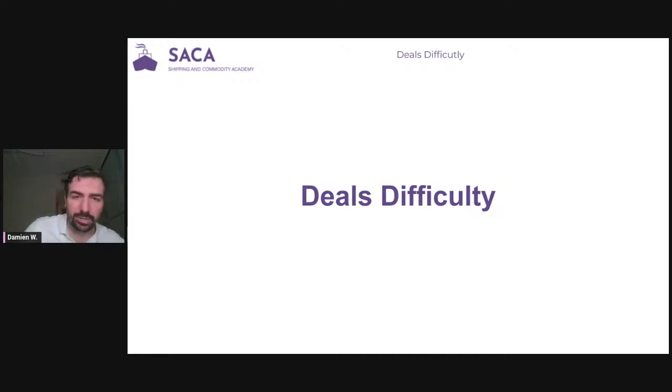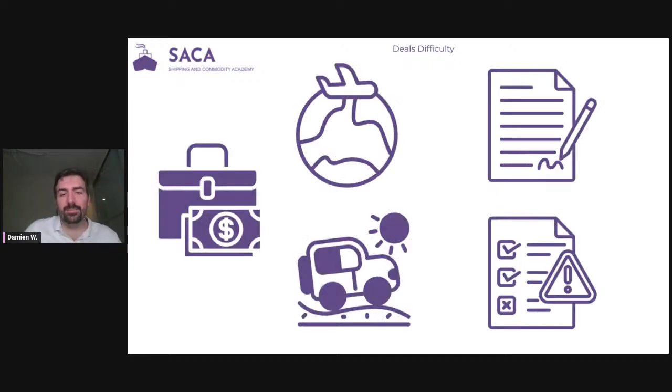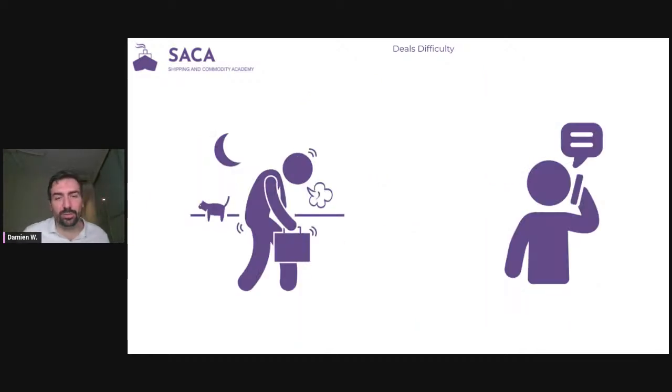So, deal difficulty. There is something that you need to know. When you start to put your first deal together, it costs a lot of money because you need to travel, you need to find a lot of documents that you don't know what they are. You need to go to remote places, find buyers and suppliers. There's an inspection that costs a lot. You need to spend a bunch of money and a bunch of time, and it's very, very difficult to close a first deal because you also don't know what a deal looks like.